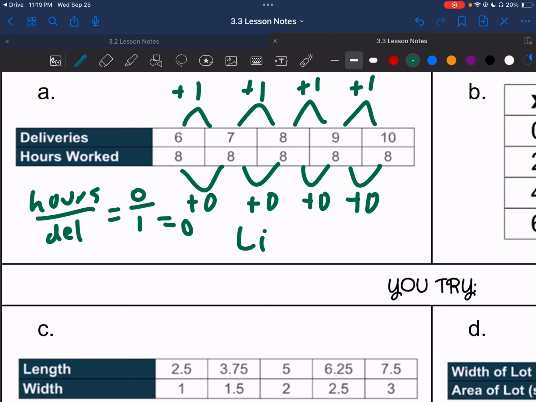This is linear. It doesn't matter how many hours you work, your delivery rate is not going to change at all. No matter how many deliveries you have, you're still working 8 hours only. So this would be a horizontal line.